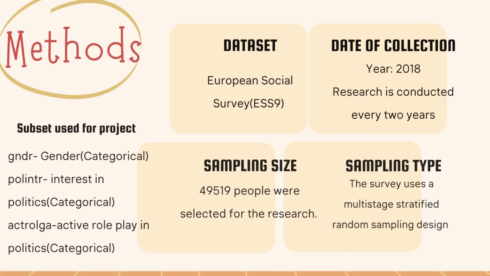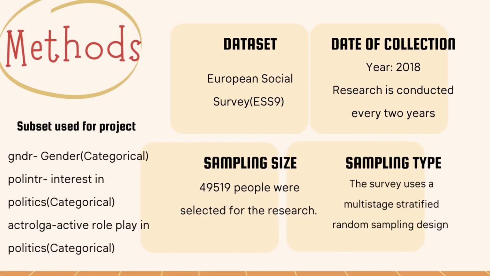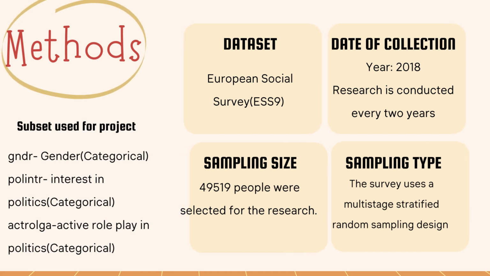Moving on, I'll talk about the sample data and the measures that were used. This data was retrieved from the European Social Survey Round 9, ESS 9, that was started in 2018 and ended in 2019. This research is conducted every 2 years. The survey uses a multi-stage stratified random sampling design where the target population is divided into subgroups based on characteristics such as gender and age, and after this, a sample of 49,519 people were selected for the research.